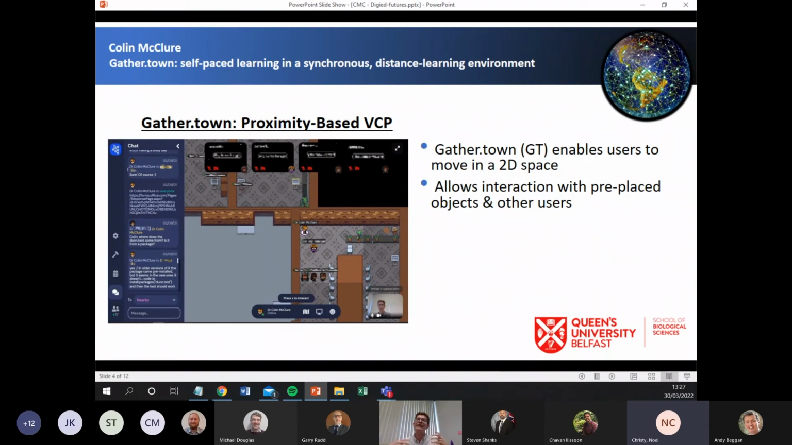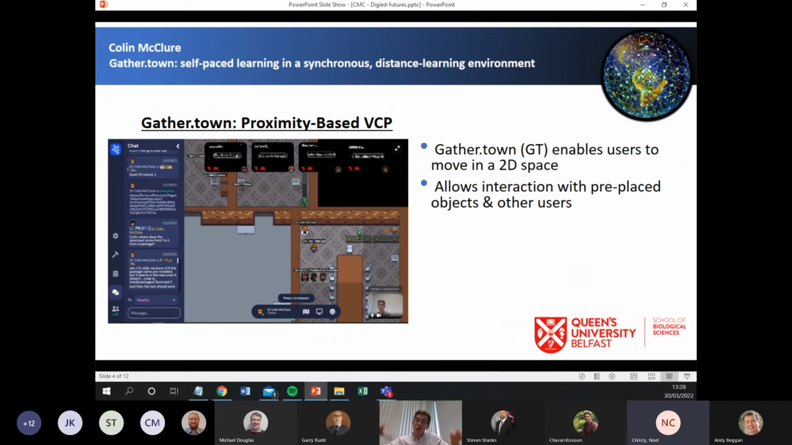So Gather.Town is a platform which allows us to do that. This is a screenshot of a Gather.Town where I used it in my own teaching. So you have this two-dimensional space where you and the students arrive. And the idea is you have an avatar. So this is my avatar at the top here. And you walk around this space.